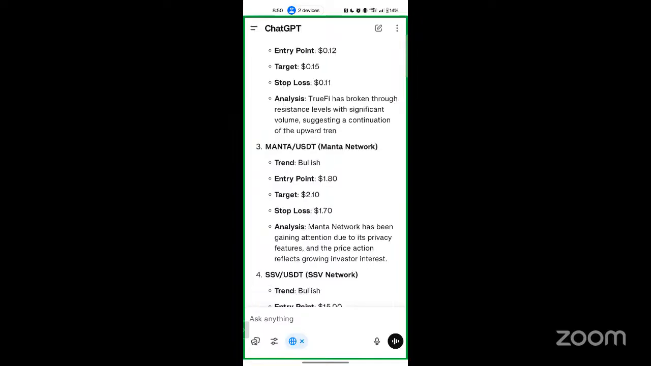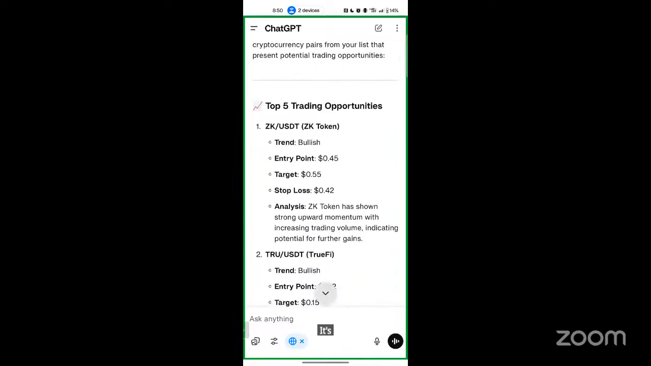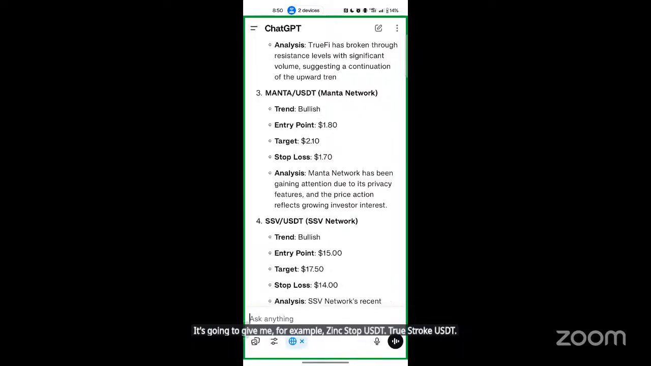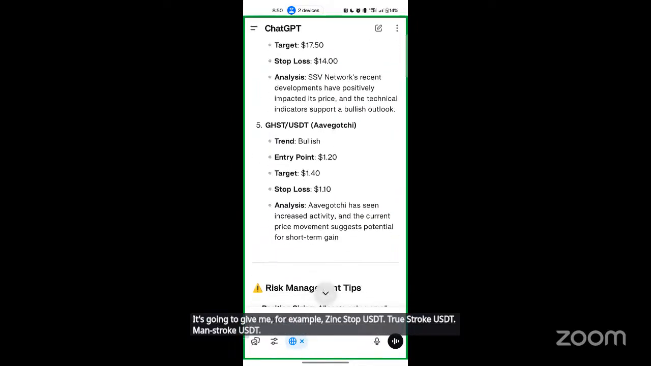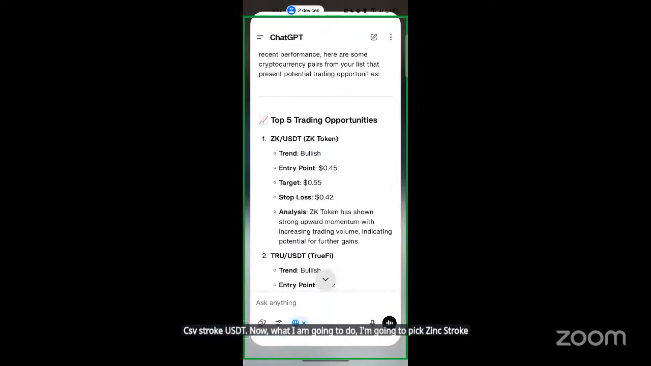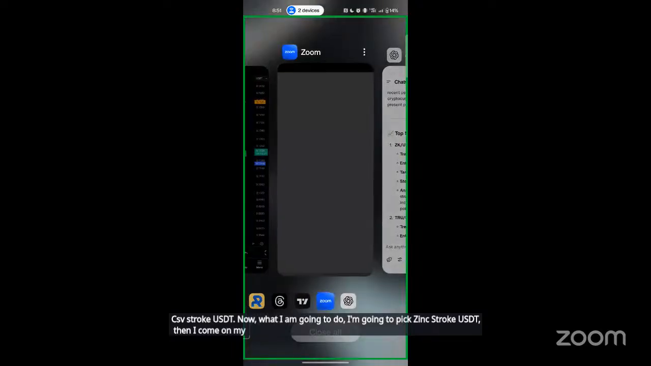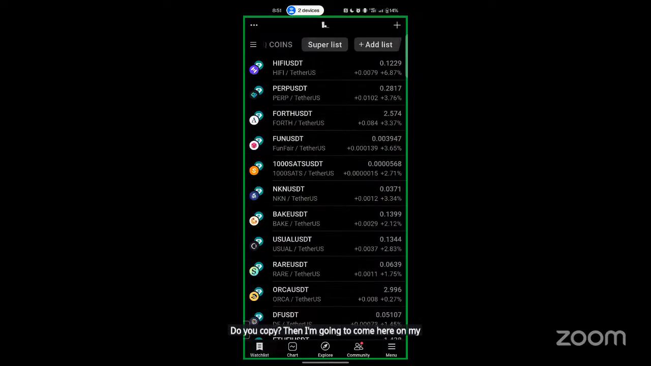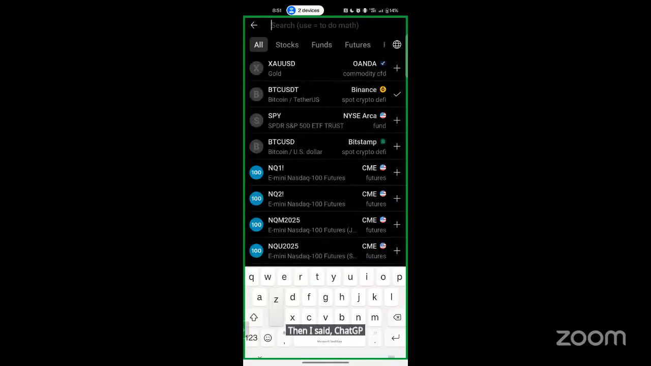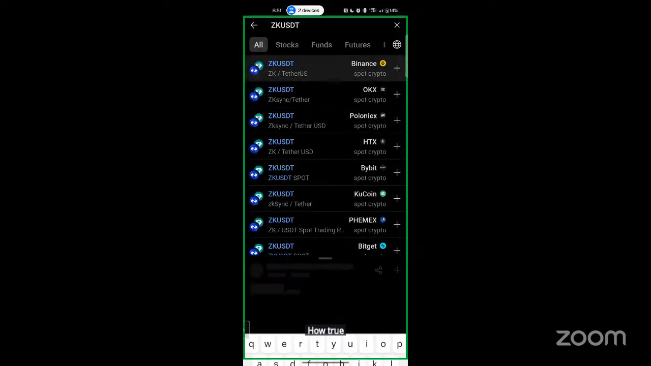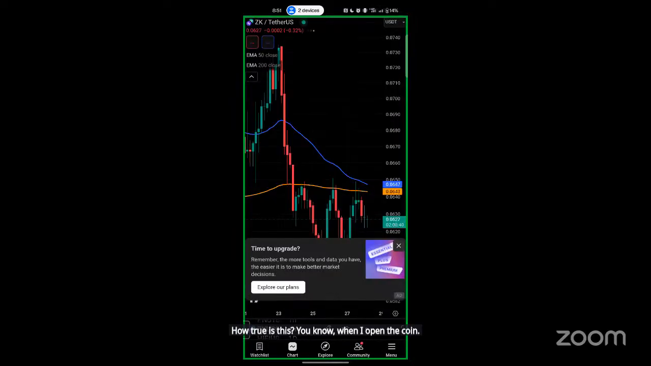Does that make sense? It's going to give me, for example, zinc/USDT, true/USDT, MANT/USDT, CSV/USDT. Now what I'm going to do, I'm going to pick zinc/USDT. Then I come on my TradingView. Do you copy? Then I say, ChatGPT said zinc/USDT is a good coin. How true is this? Then I'm going to open the coin.